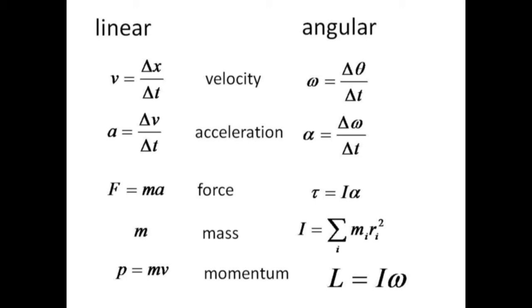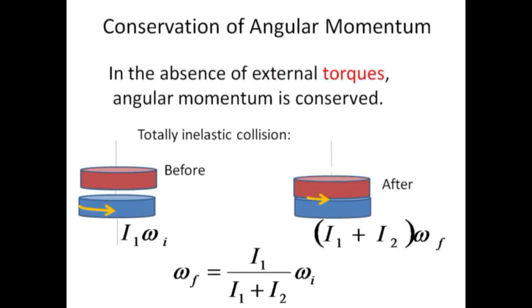Since linear momentum is the product of mass times velocity, it makes sense to define angular momentum, L, as a product of moment of inertia times angular velocity. Thus, L equals I omega. Angular momentum is of interest because, in the absence of external torques, it is conserved.